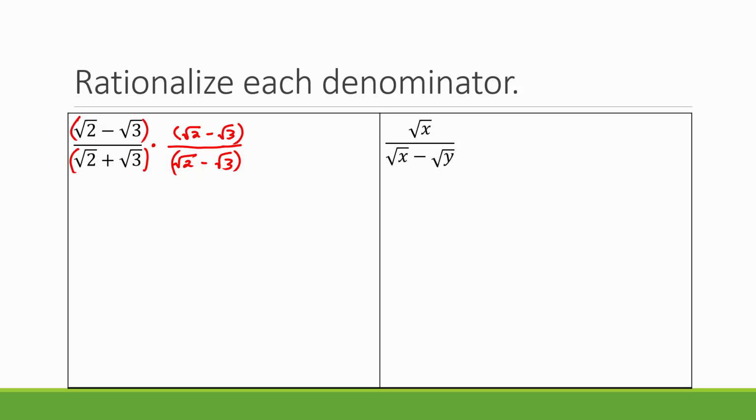Now in my numerator, I have the same binomial. So we can use the rule of a minus b squared to multiply that out, which gives us the first term squared minus 2 times the terms plus the last term squared. That's the shortcut. Or you could use the FOIL or full distributive property to multiply that out. I'm going to use the shortcut. The first term squared, square root of 2 squared, minus 2 times the terms, 2 times 3 under the radical, 6, plus the last term squared.